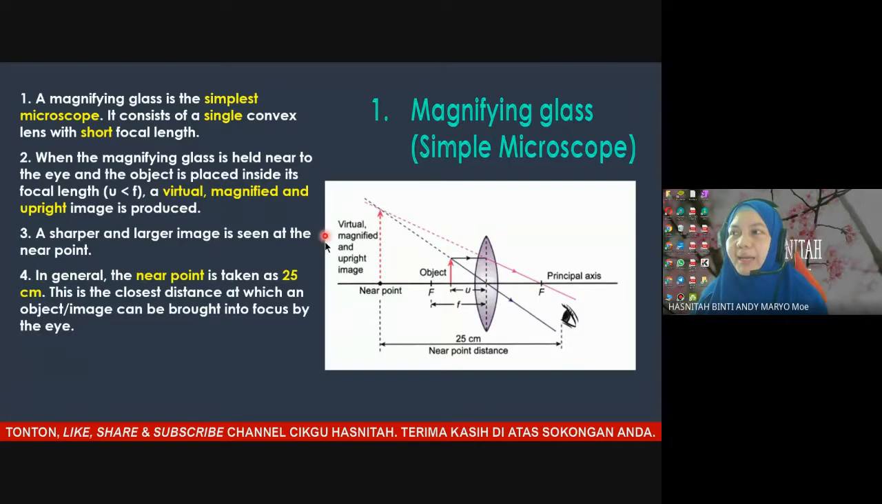It is formed on the same side, so it is virtual. And the size you can compare: the image is bigger, so it is magnified. The object is above the principal axis and the image is also above the principal axis, so we say it forms an upright image. So the characteristics of the image formed by a magnifying glass are virtual, magnified, and upright.